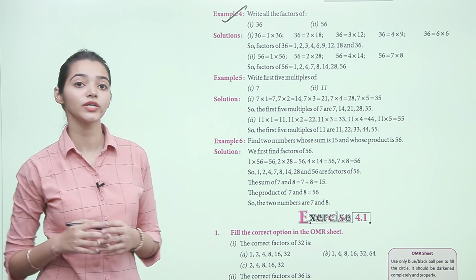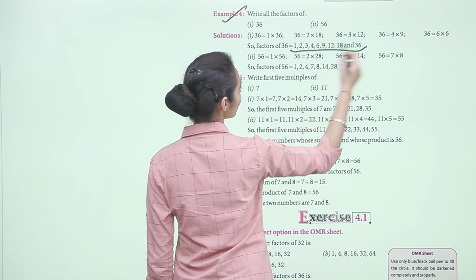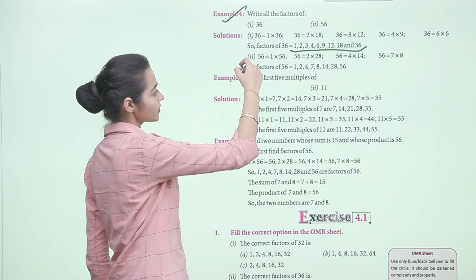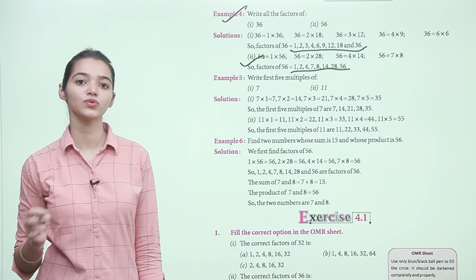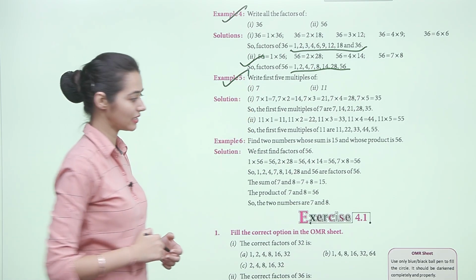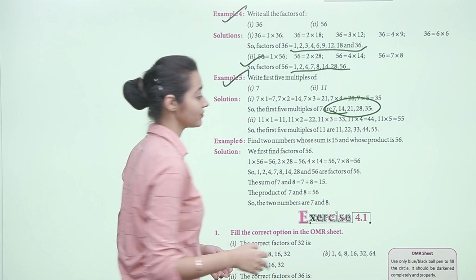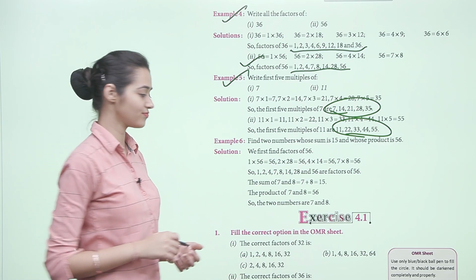Now here we have to write all the factors of 36 and 56. All the factors of 36 are 1, 2, 3, 4, 6, 9, 12, 18 and 36. All the factors of 56 are 1, 2, 4, 7, 8, 14, 28 and 56. Here we have to write the first 5 multiples of 7 and 11. The first 5 multiples of 7 are 7, 14, 21, 28, 35, and of 11 are 11, 22, 33, 44, 55.